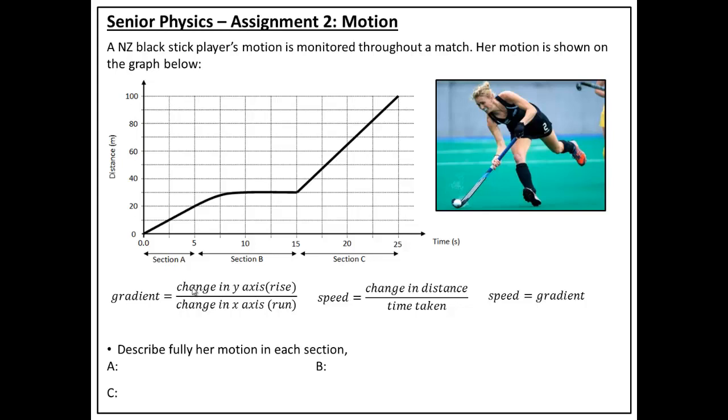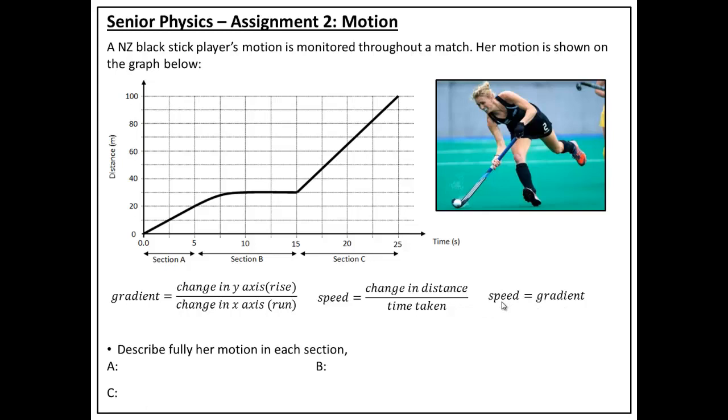or the steepness of this graph by doing the change in the y-axis or the rise divided by the change in x-axis or the run. And if you look at this graph, because we've plotted distance on the y-axis and time on the x-axis, we're actually doing the change in distance divided by the time taken, and this is our equation for speed, hence why the gradient of the graph is the same as the speed.